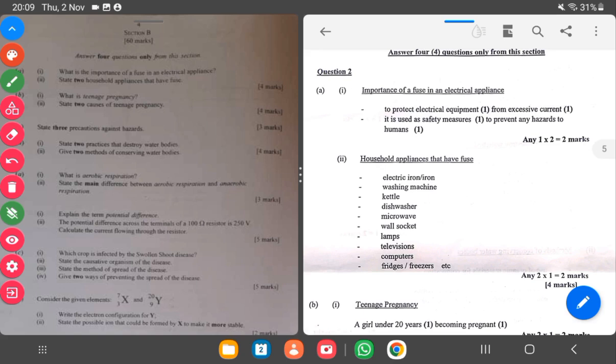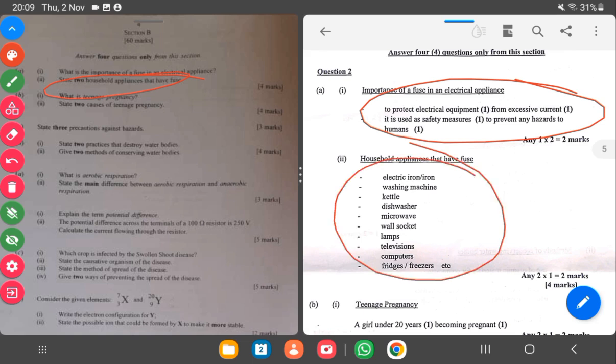So what's the importance of a fuse in an electrical appliance? And your answer is here: to protect the equipment. State two household appliances that use or have a fuse. So you have most of them, most electrical appliances you can think of at home.